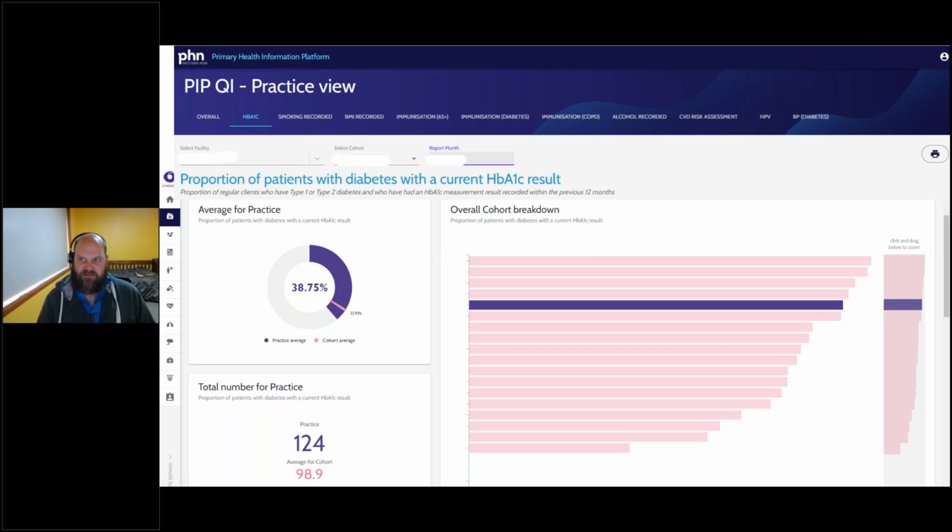We take it very seriously at the PHN data governance, and that's why you sign those data consent forms as part of getting access to this system, so that you're cognizant that if you want to report for your own purposes and compare to the cohort, that covers you for accessing and being able to see that cohort data.